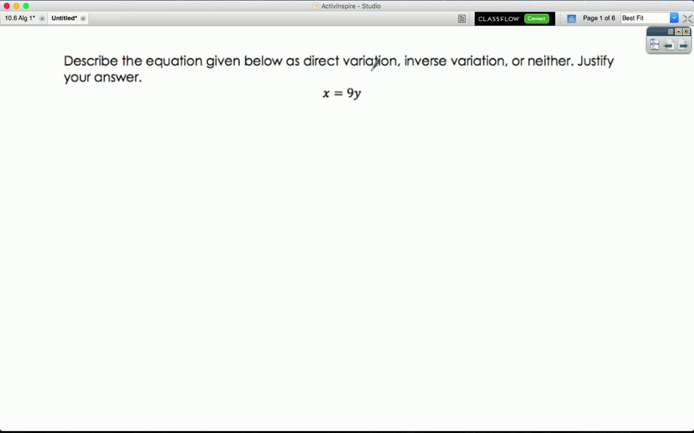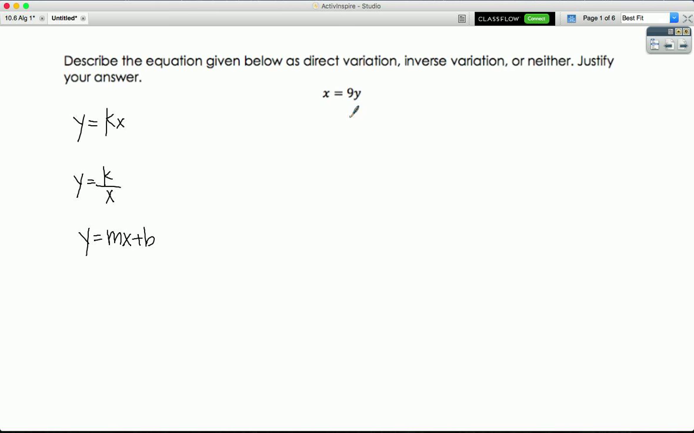If we remember that a direct variation has to be y equals a number times x, and inverse variation has to be y equals a number divided by x. And if it's not either one of those, like if it's y equals mx plus b or some other type of function, then it would be neither.